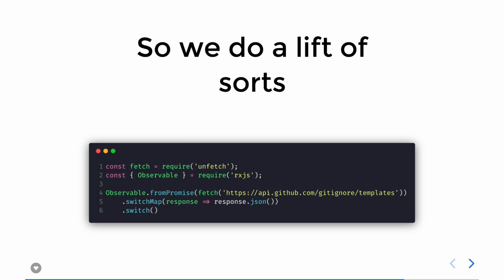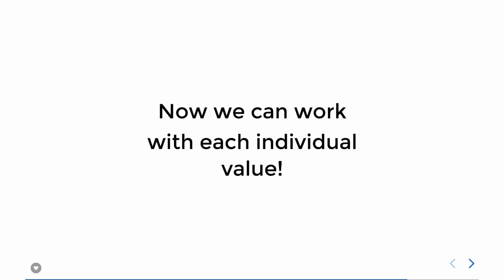And to do that, there's another operator called switch. All it does is I've got that list in, I call switch, and all of a sudden now I have an observable of single items. So it's like a lift. And now we're working with individual values. Now we have all these values. We need to get the actual content for each of those files, and then from there, write them to files on your disk.